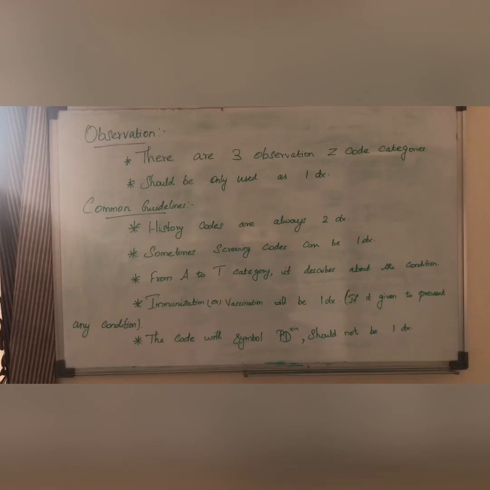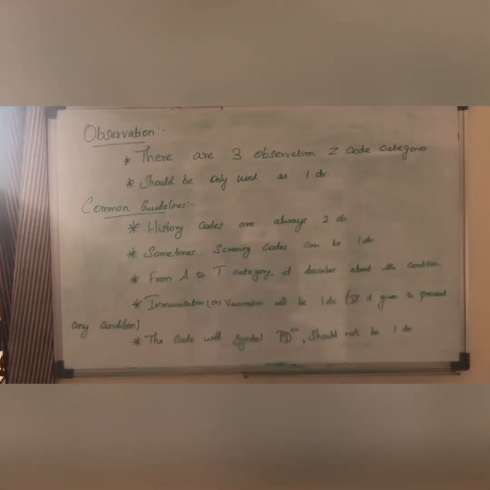The code categories A to T describe the condition, and the immunization or vaccination codes can be given as the principal diagnosis if given to prevent any condition. If the immunization or vaccination is given as part of a routine outpatient visit, then it should be given as the secondary diagnosis. The codes with the symbol PDx should not be used as the principal diagnosis. So these are the coding guidelines for chapter 21.